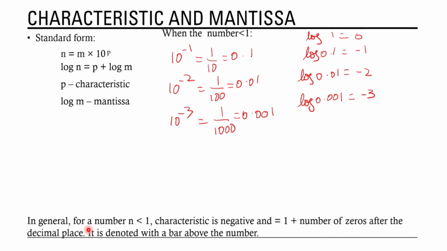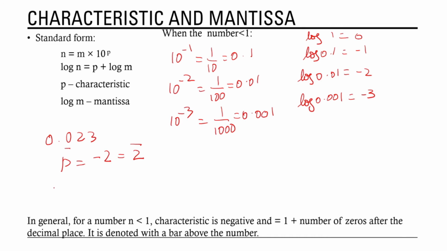Now, let us take an example. Take 0.03. Here the number of zeros after the decimal point is 1. So, the characteristic is negative and it is 1 plus the number of zeros after the decimal point, which is minus 2, but we denote it as bar 2. Is that clear? I hope this is clear.